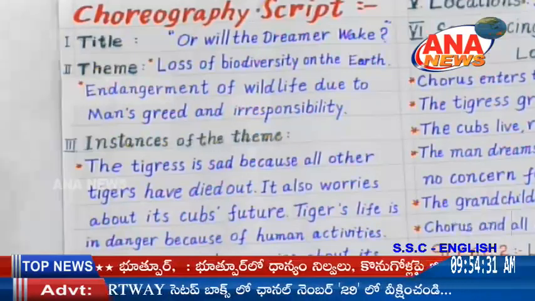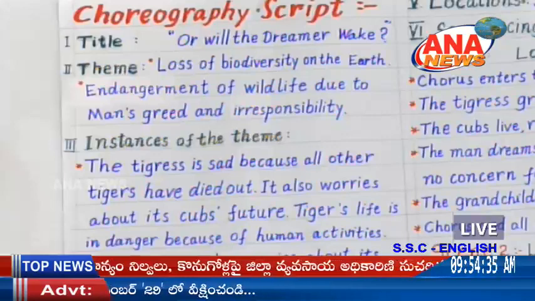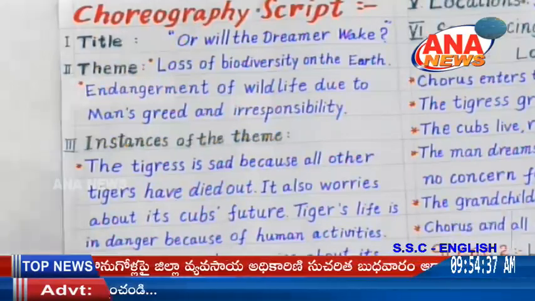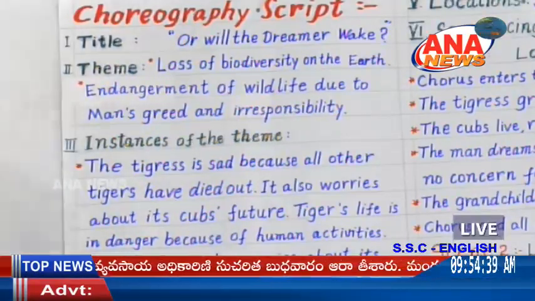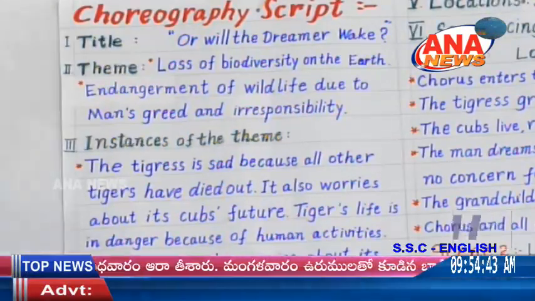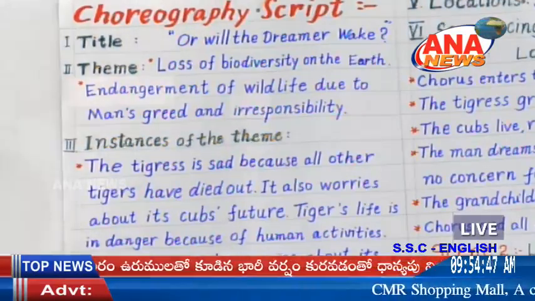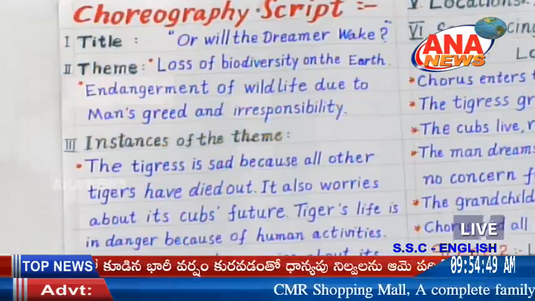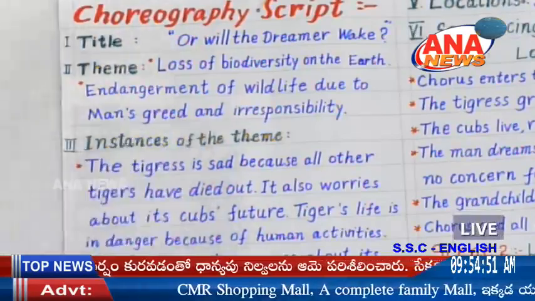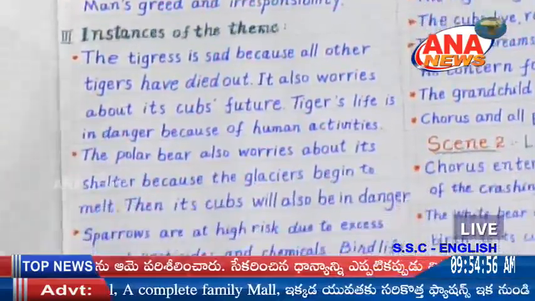Man is responsible for everything. Man is causing damage to the entire world. So the polar bear also worries about its shelter because the glaciers begin to melt, then its cubs will also be in danger. The cubs will not be able to live. One day they will also die. These two examples are given in the poem. Now, as readers of English, we have to add some more.